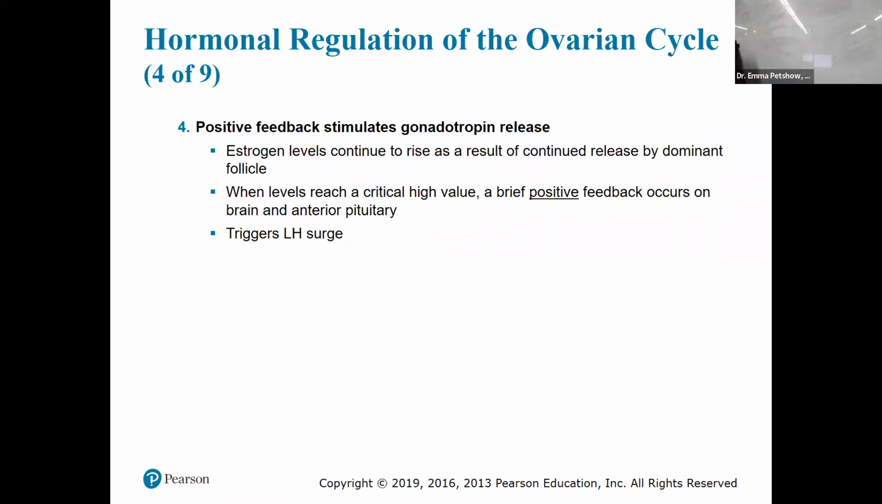So that local follicle that got big enough to withstand the FSH dip continues to produce estrogen locally. Once that estrogen level rises enough, the body detects it via chemoreceptors, because it's in the blood. Once that level reaches a critical high value, then LH is released from the anterior pituitary in its big burst, stimulating ovulation.